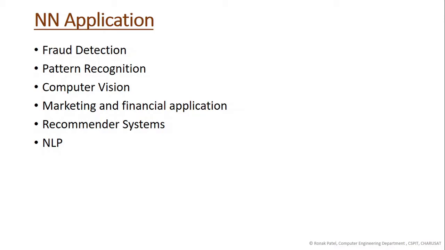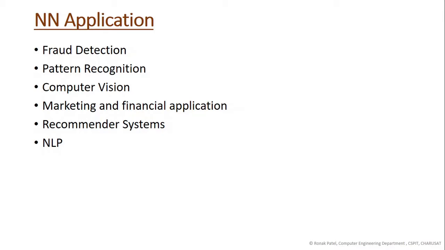So these are some of the applications where you can consider a neural network. These are just some examples; there are n number of examples. Fraud detection, where you want to find out whether a transaction is genuine or not, pattern recognition, computer vision which is a whole field, then marketing and financial applications, recommender systems, and natural language processing tasks, where the data is complex and complex understanding is required.